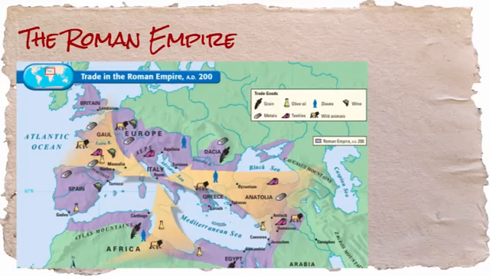So here you have a map just showing the trade routes and all of these different goods like grain, which is going to be a staple so that people could eat bread. And all of that's going back to the city of Rome.